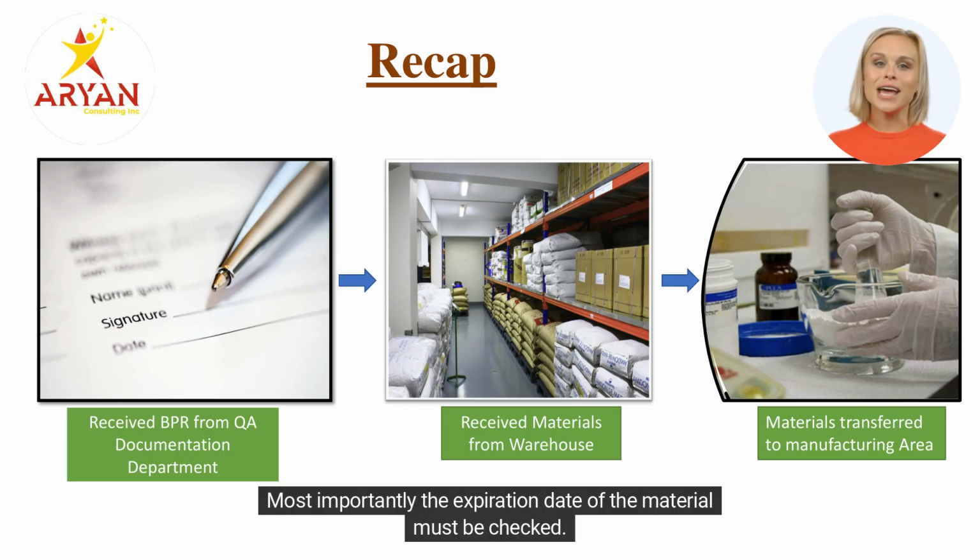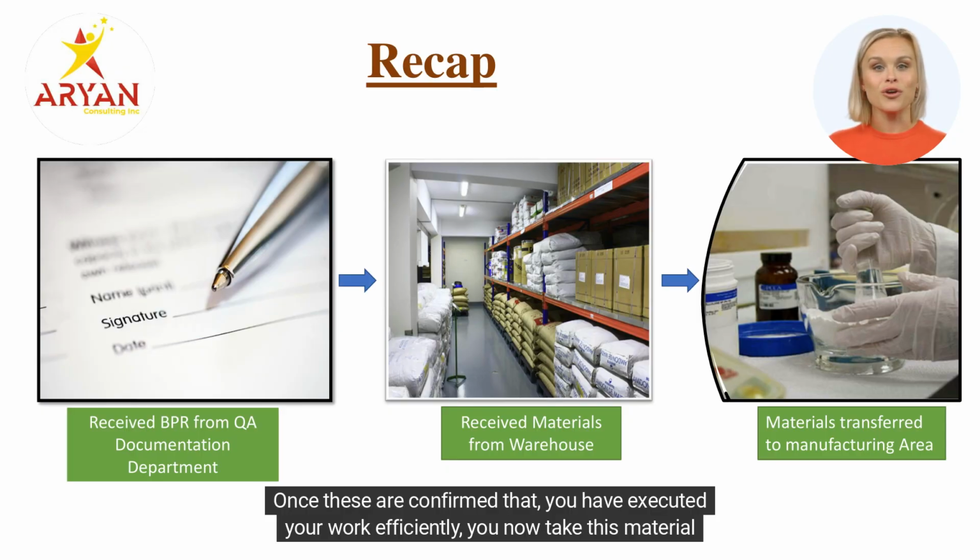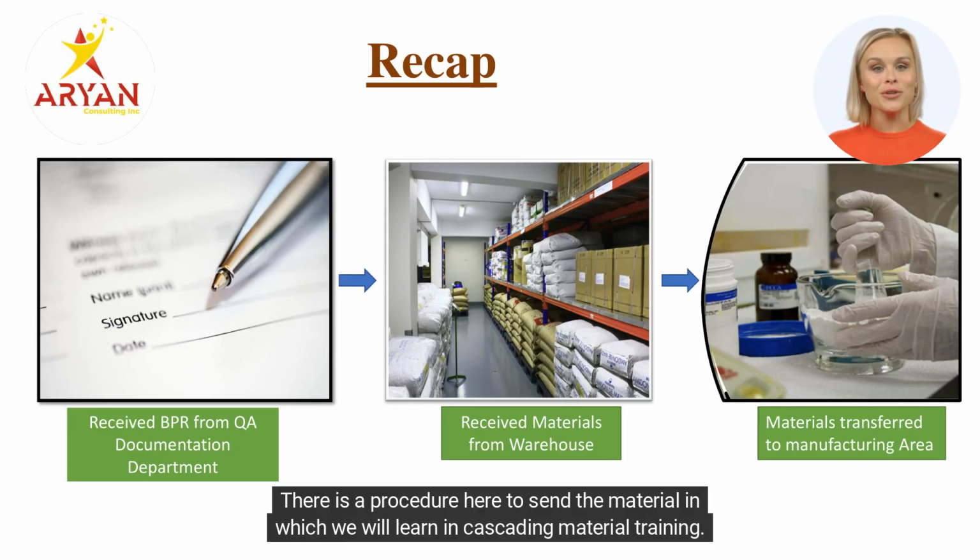Most importantly, the expiration date of the material must be checked. Once these are confirmed and you have executed your work efficiently, you now take this material to the cleanroom area. There is a procedure here to send the material in, which we will learn in cascading material training.